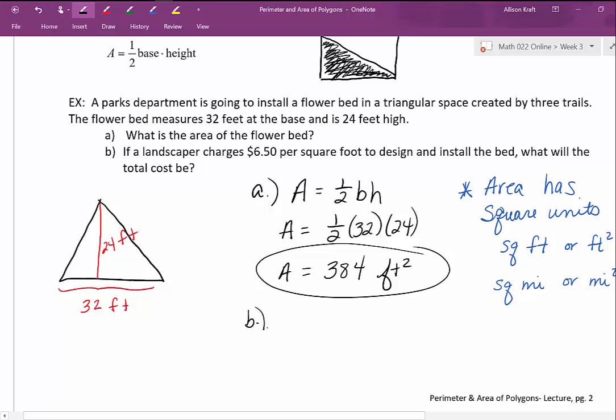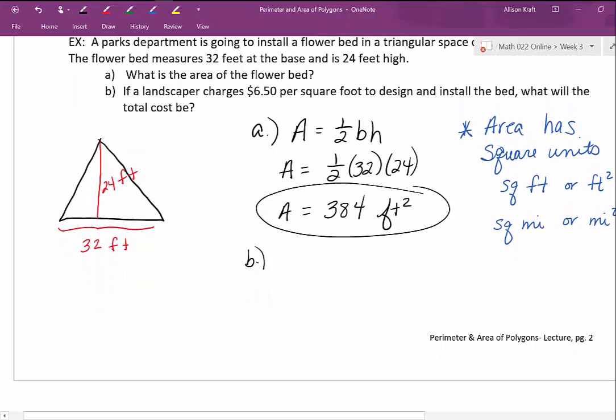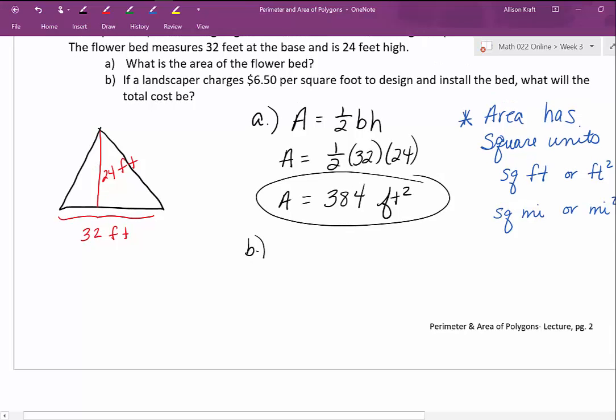Part B says a landscaper charges $6.50 per square foot to design and install the bed. What will the total cost be? To find the total cost, we're going to multiply the charge per square foot by the number of square feet that we have. $6.50 times 384 square feet is going to be $2,496.